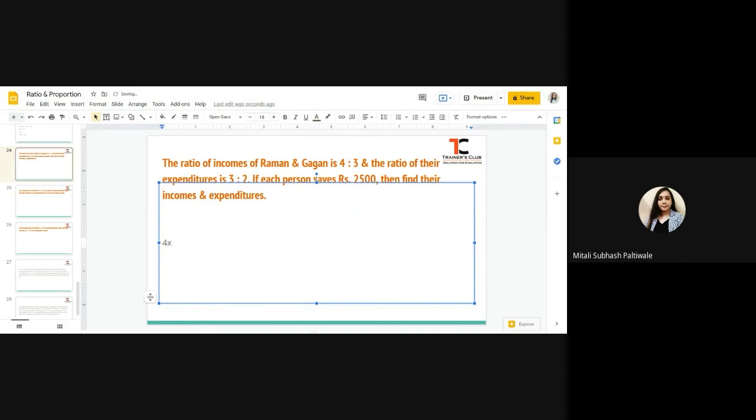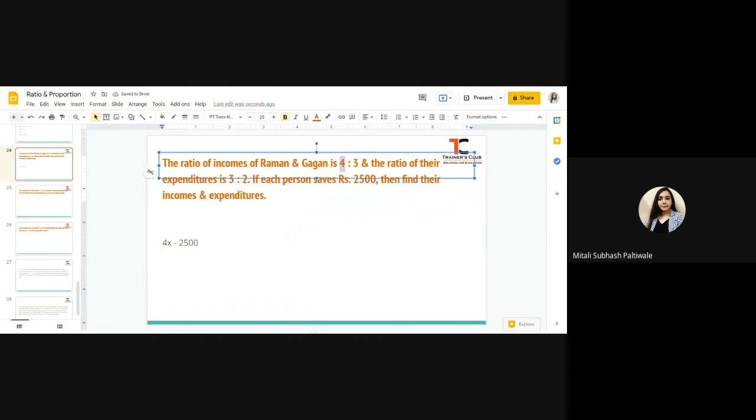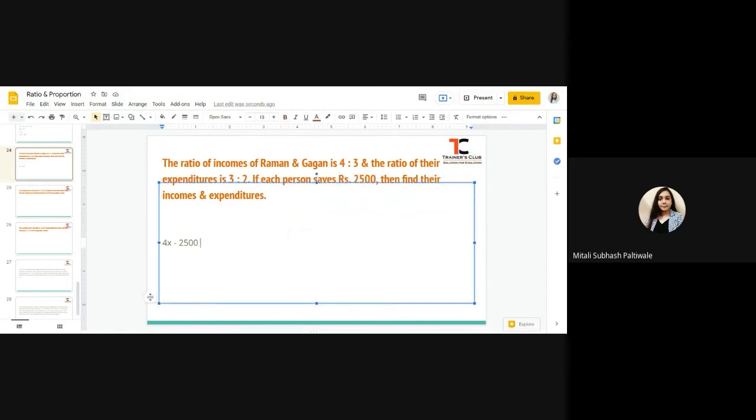Now here 4x minus 2500. This is 4 times of Raman's income, and this much is what he is saving. And after saving, his ratio is 3 by 2. So that's why. Okay. Now look at this: 3x minus 2500. This is of Gagan. So now it has become 3 by 2.